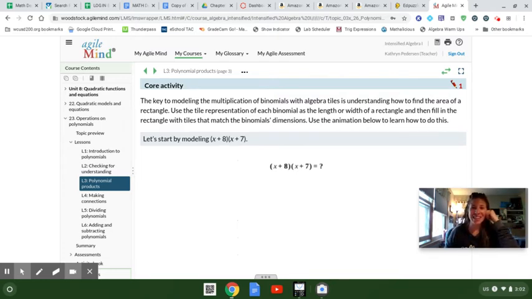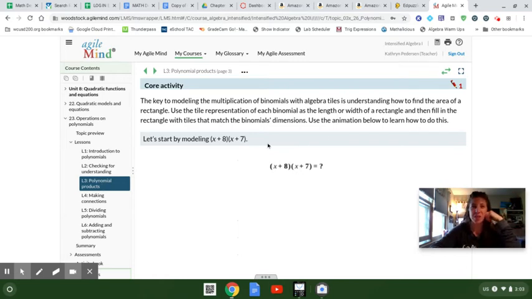If you want to log into Agile Mind, go to My Courses, Unit 8 on the left, Topic 23. Out of 22 now, we're on to 23. Down arrow next to 23, down arrow next to lessons. We are on lesson 3, polynomial products. I will talk about what those words mean. Polynomial, you probably don't know, but products is the answer to a multiplication problem. So we'll talk about what polynomial means today.